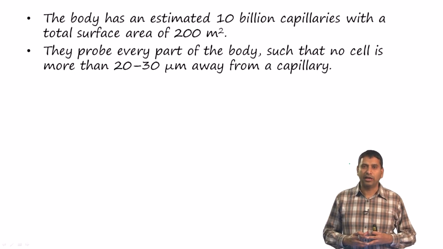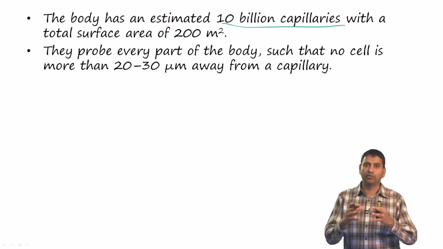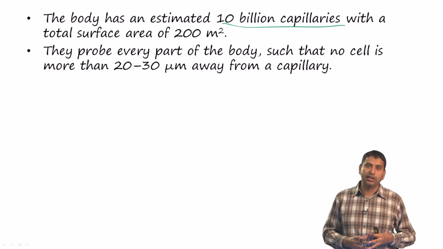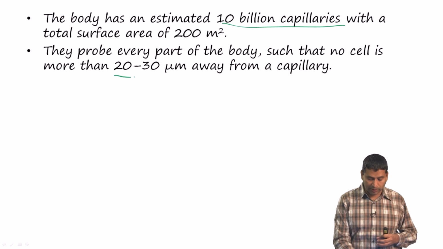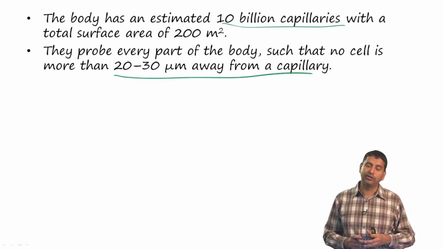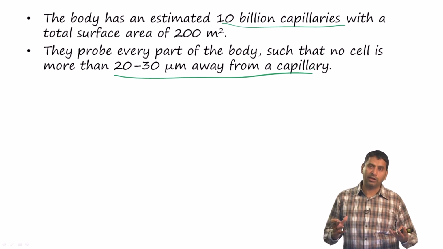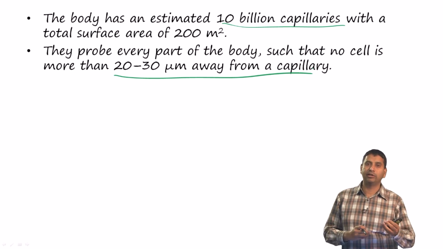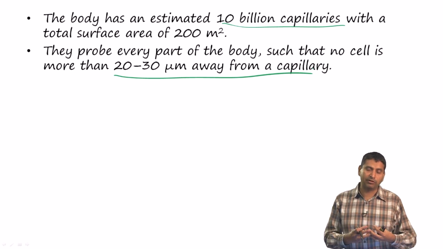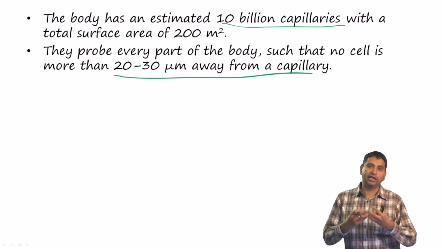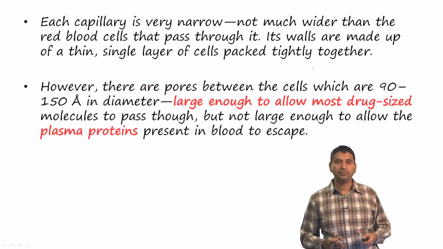So, the body has an estimated 10 billion capillaries with a total surface area of 200 square meters, okay. They probe every part of the body such that no cell is more than 20 to 30 microns away from a capillary. So, imagine this, we have a very large body, and in this large body, each cell is only about 20 to 30 microns away from a capillary, okay. So, the blood supply is pretty good, and once the drug gets into the blood supply, it is going to get it as close to the target as possible, right.